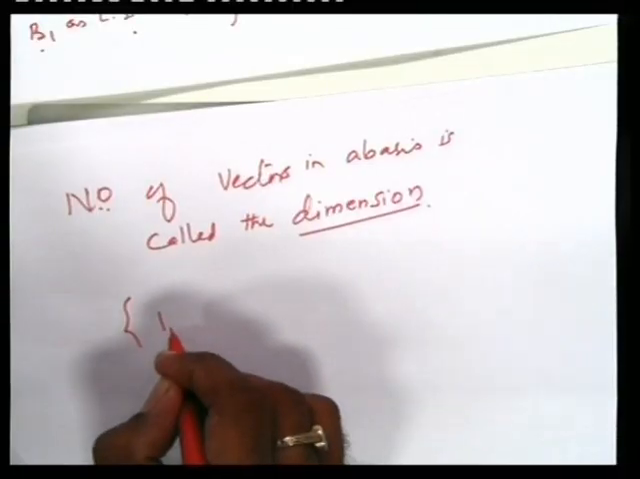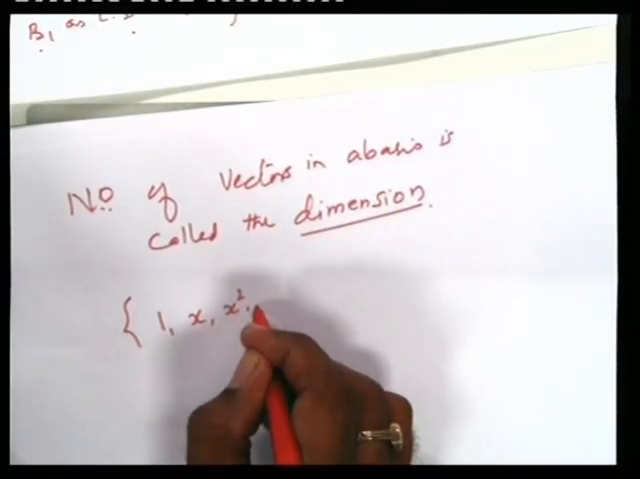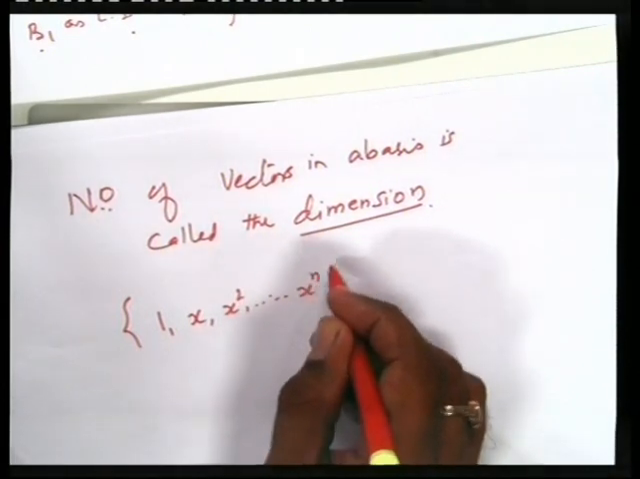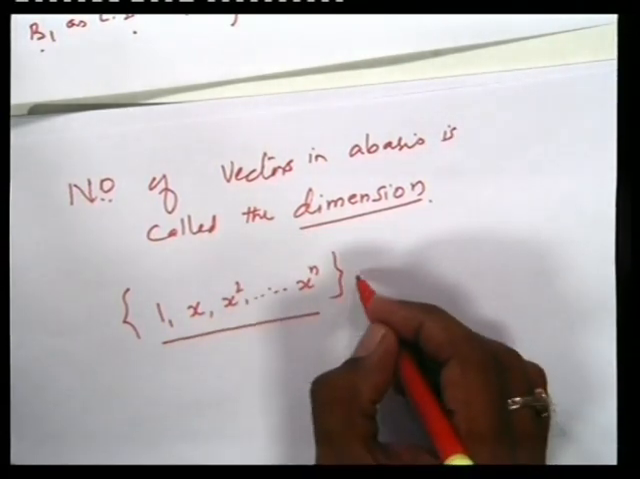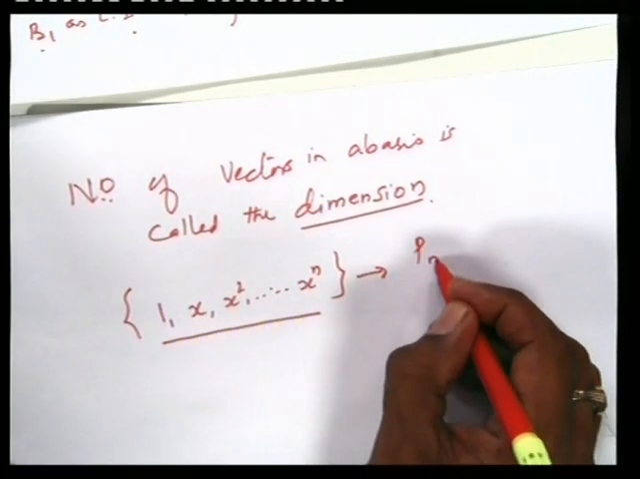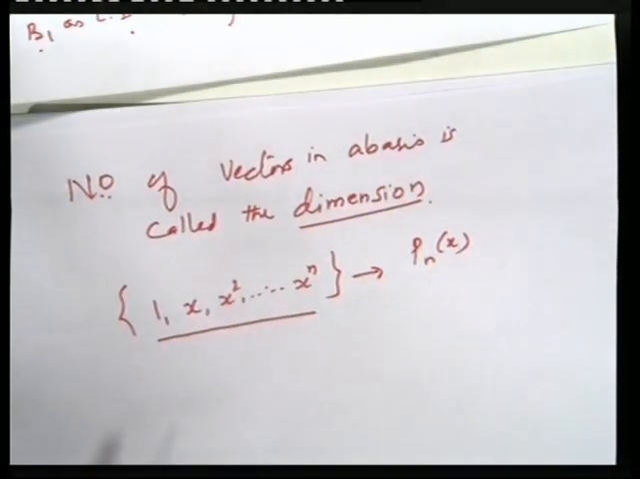If we consider a set of polynomials, then for a polynomial of degree n, we have 1, x, x square, x cube up to x raised to n. Using 1, x, x square, up to x^n, we can generate any polynomial of degree n. But if we consider polynomials without defining any degree, then the basis will have an infinite number of elements, and that's why the set of all polynomials is an example of an infinite dimensional vector space.